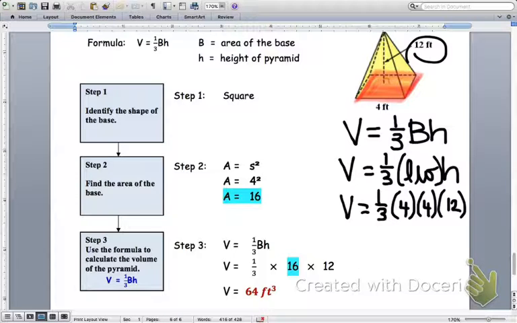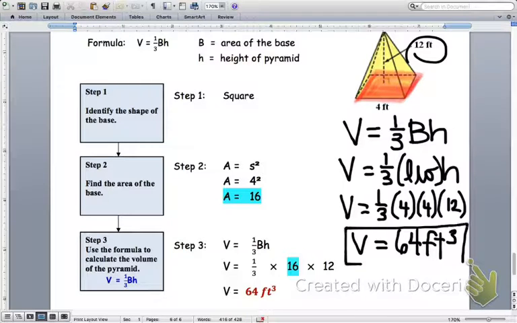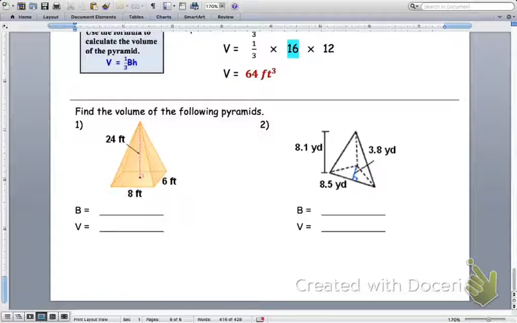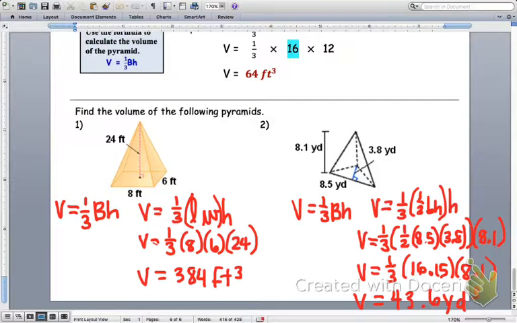Remember that in your calculators, to type in 1/3, you type in 1 divided by 3. This gives us an overall volume of about 64 cubic feet. Let's scroll down and try some practice problems. Press pause, work 1 and 2, and then press play to check your answers. Check your answers.